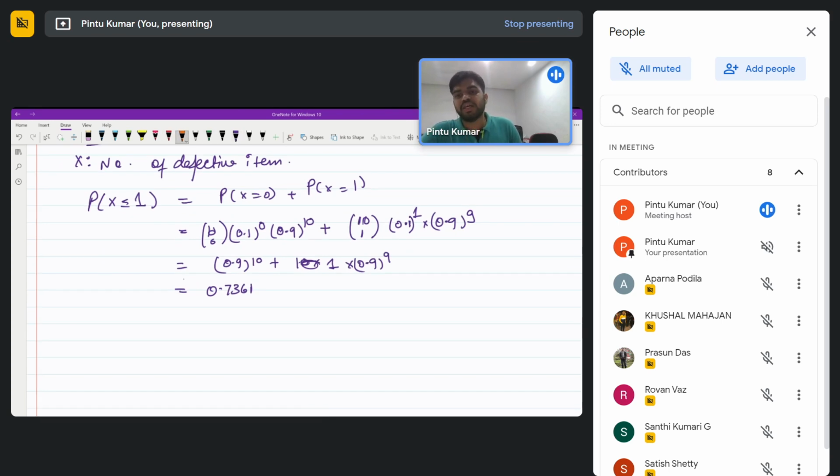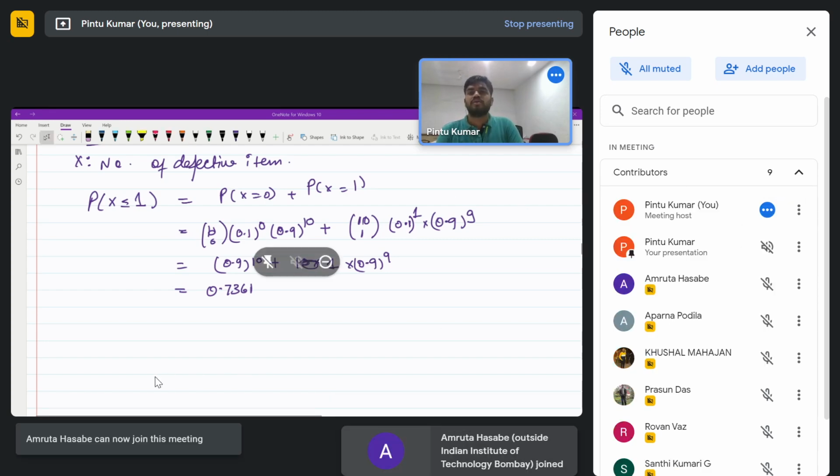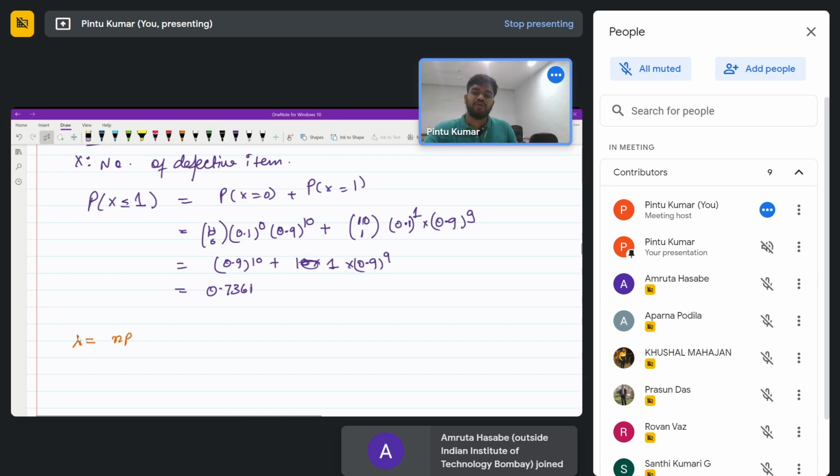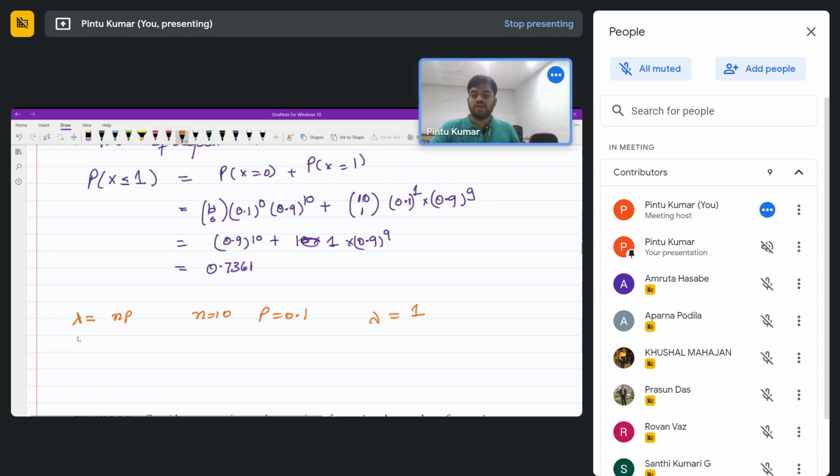Now we will try to attempt the same question through Poisson distribution. What I said is that for Poisson distribution, lambda is equal to n into p. Although here n is not very large and p is not very small, you can still estimate it. The estimate might not be very good, but you can still do it. So your n is 10 and your p is 0.1, so you get lambda equal to 1. Now what you have to find is x less than or equal to 1, which is the probability x is equal to 0 plus the probability x is equal to 1.